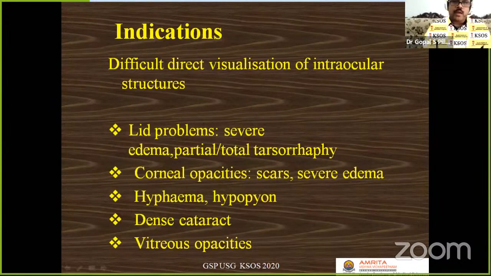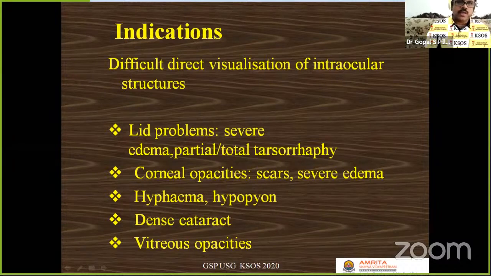So where is an ultrasound indicated? Whenever there is difficult direct visualization of intraocular structures. We all know that, unlike all the other structures in the human body, the eye is completely transparent. Most parts of the eye are visible through a very transparent cornea, anterior chamber, lens, and vitreous. So the majority of the optic nerve and the retina are seen very clearly. Only very peripheral places like the ciliary body area are a little difficult to see.